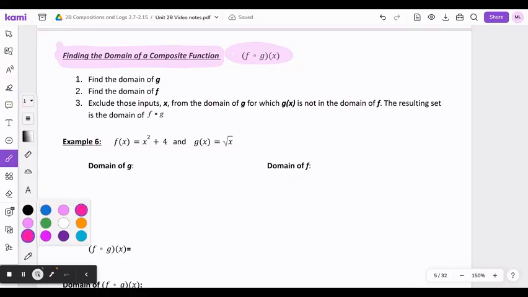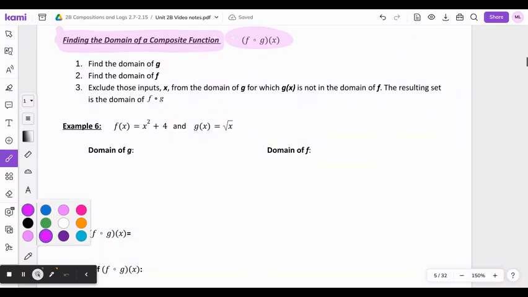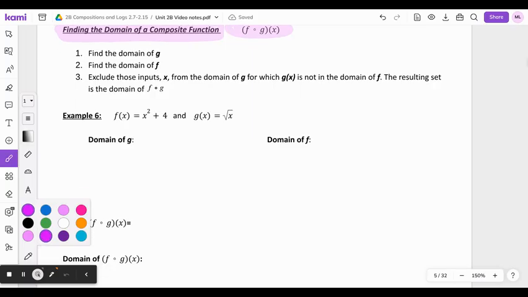All right, so now we can find the domain of our composite functions. We can create these composite functions, f of g of x and g of f of x, and then what's the domain of that? There are a couple of rules here. First, you have to find the domain of g, being the input function.